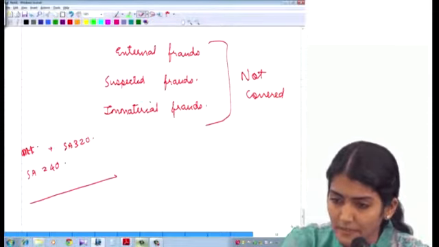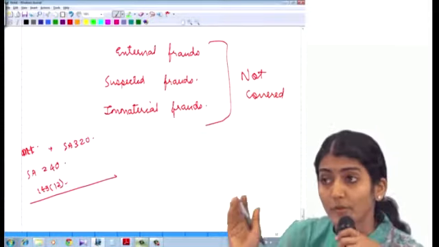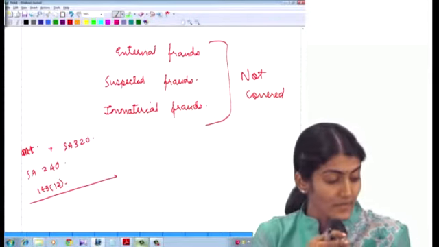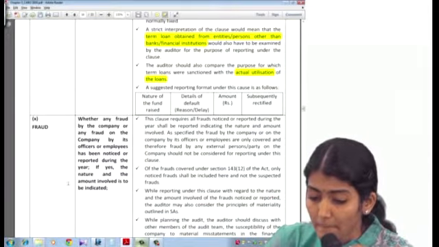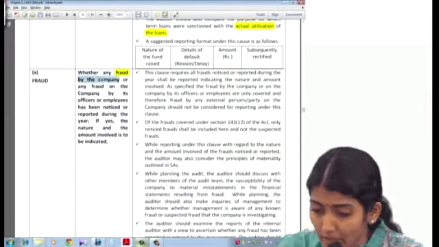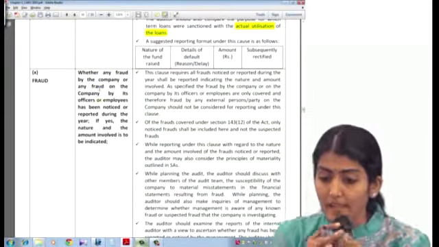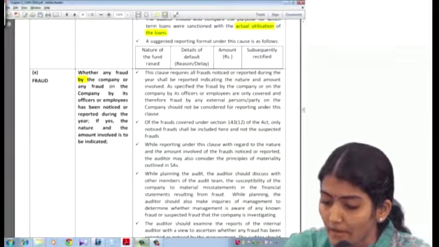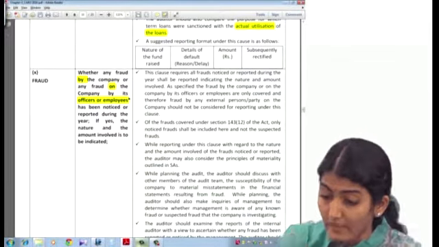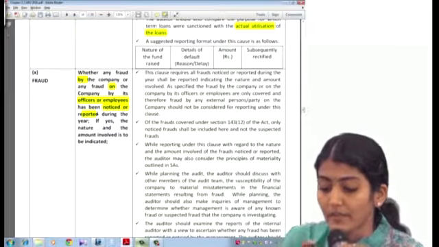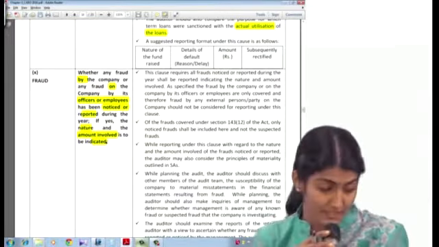Right, 143.12, which is regarding the duty to report the fraud to CG. So that is clause 10. What is clause 10? Any fraud by the company or any fraud on the company by its officers or employees, noticed or reported during the year. If yes, the nature and amount involved is to be indicated.